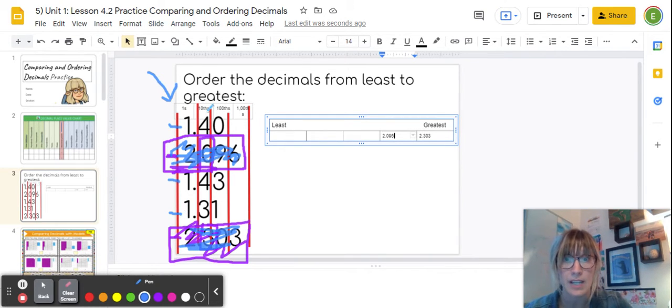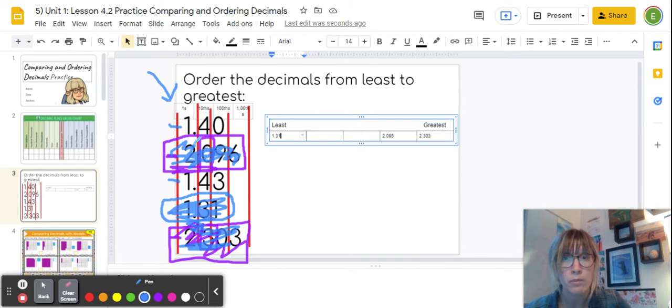Okay, so we got to move into the tenths. We've got a 4, we've got a 4, we've got a 3. Well, we know that this is now the smallest number of them all because it's the only one with a 3, right? It went from a tie to the smallest. So we can add that to our chart over here and then cross it off our list.